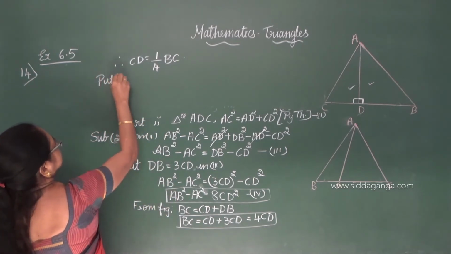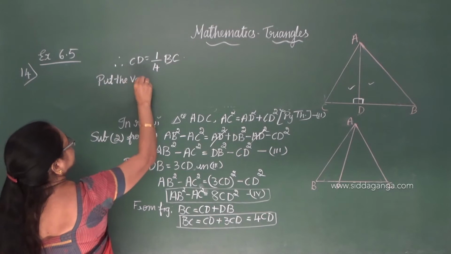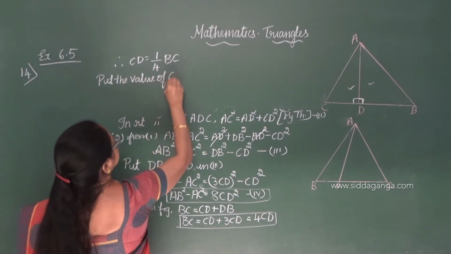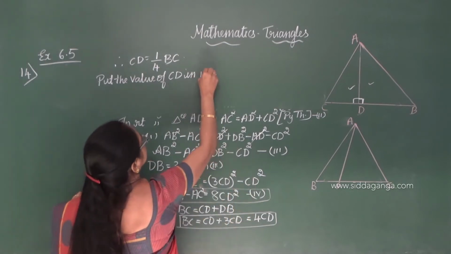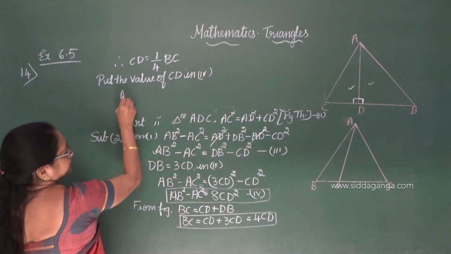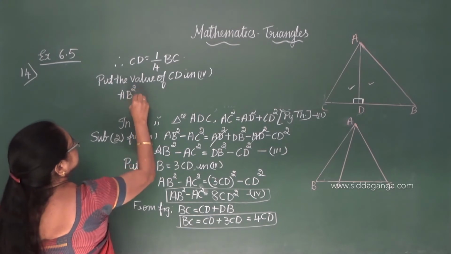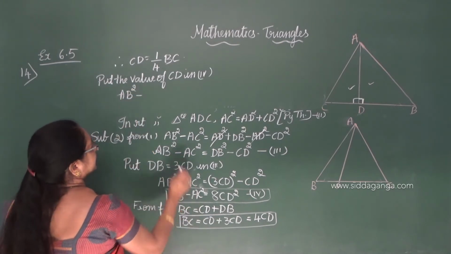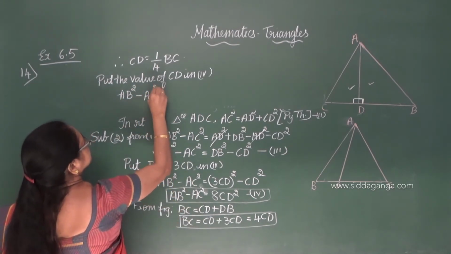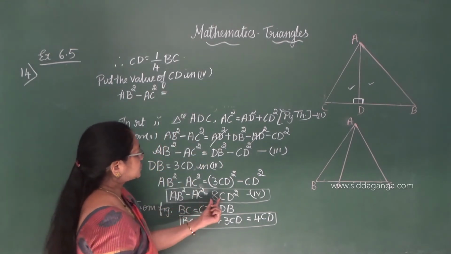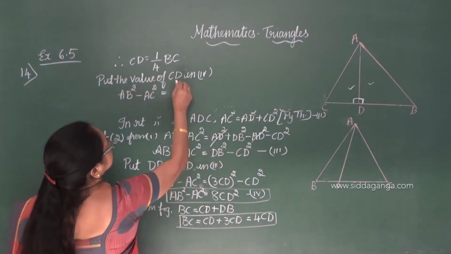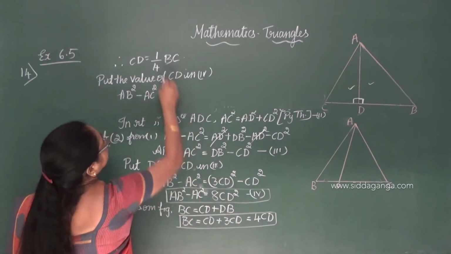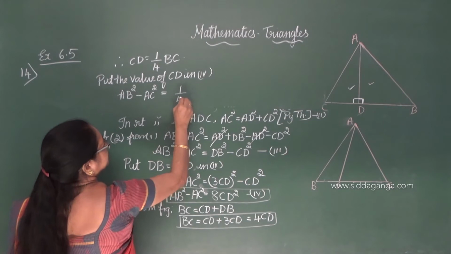Put the value of CD in this fourth. We get AB square minus AC square is equal to, instead of CD I am going to replace by BC. CD is equal to 1 by 4th of BC.